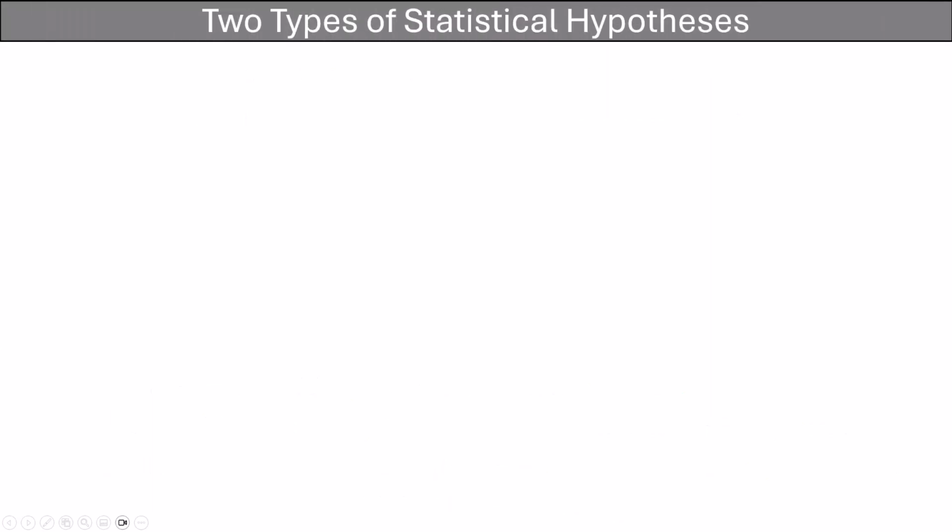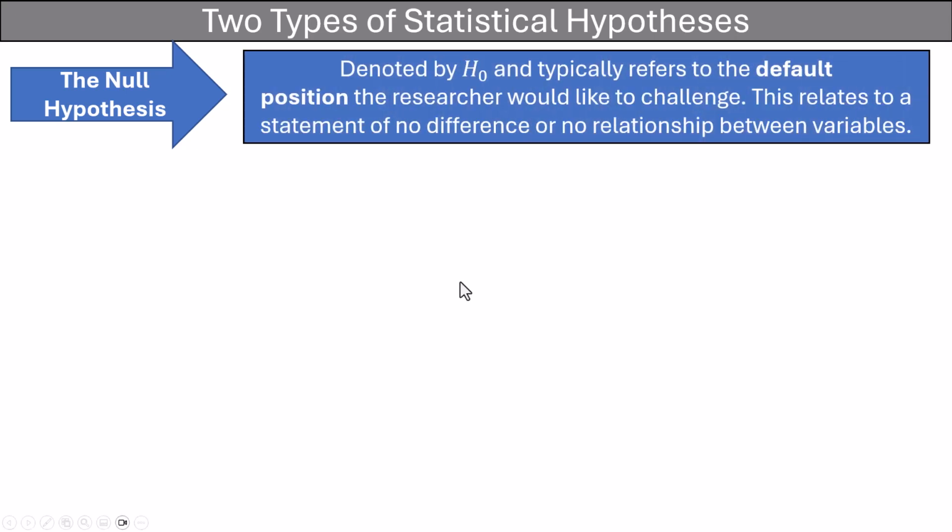So let's summarize some of the information that we have been discussing. Whenever you run a statistical hypothesis test, there's going to be two competing hypotheses. First, we have the null hypothesis, which we denote with a capital H subscript 0. And this typically is going to refer to what we might think of as the default position that a researcher might want to challenge. Or it could be just like a statement that someone has made, or maybe like a claim, right? And typically this is going to relate to a statement of no difference or potentially no relationship between variables, which depending on the type of hypothesis test that you're dealing with, one of these descriptions might make more sense.